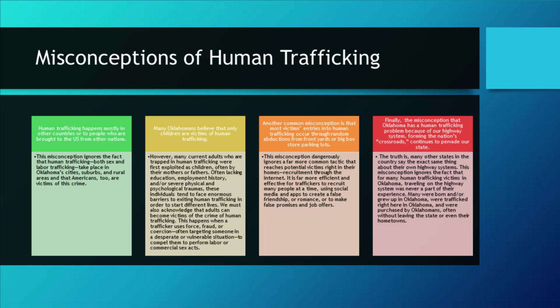Finally, the misconception that Oklahoma has a human trafficking problem because of our highway system, forming the nation's crossroads, continues to pervade our state. The truth is, many other states in the country say the exact same thing about their own highway systems. This misconception ignores the fact that for many human trafficking victims in Oklahoma, traveling on the highway system was never a part of their experience. Many were born and/or grew up in Oklahoma, were trafficked right here in Oklahoma, and were purchased by Oklahomans, often without leaving the state or even their hometowns.